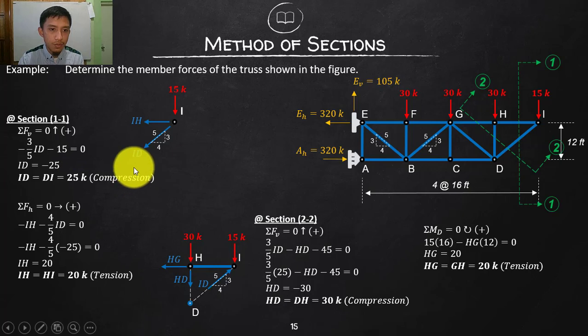Okay, and since that is compression, we need to indicate that one if we will be using this member on the next section. However, we need to solve that one. So summate horizontally, going to the right is positive, this will now be going to the left, so negative, and so the component of this is negative. So they are both negative, and the component of that is 4/5. Okay, since we already solved DI or ID, that is to be used there.